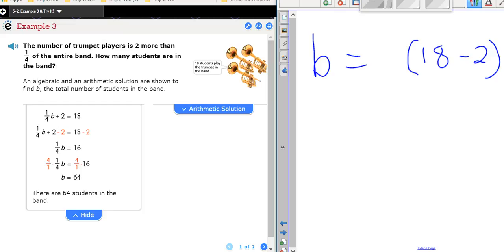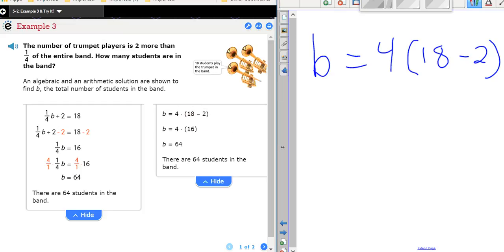So if this is just a quarter of the band, this 18 minus 2, we would say, okay, well that means there are 4 parts to this band, right? 4 sections to this band. So 4 times 18 minus 2. And in the end, we see how that also becomes a viable solution to what's going on in this, right? And so a little bit different things.